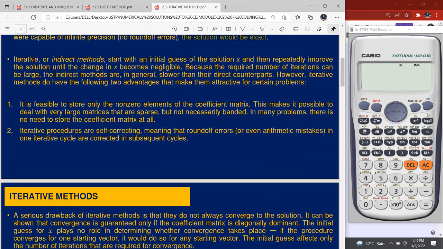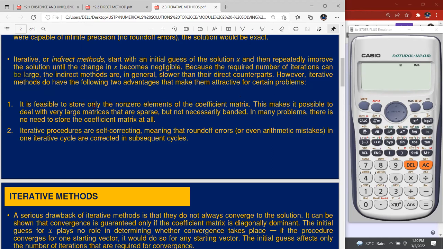Next, iterative or indirect method starts with an initial guess of the solution. Initial guess in X, and then repeatedly improve the solution until the change in X becomes negligible or more converge na siya. Because the required number of iterations can be large, the indirect methods are in general slower than their direct counterparts. However, iterative methods do have the following two advantages that make them attractive for certain problems.